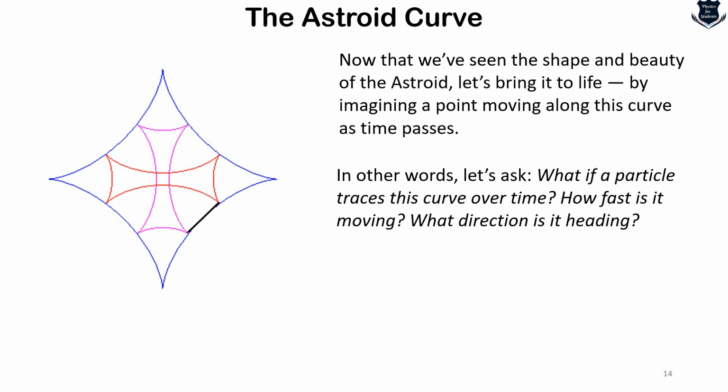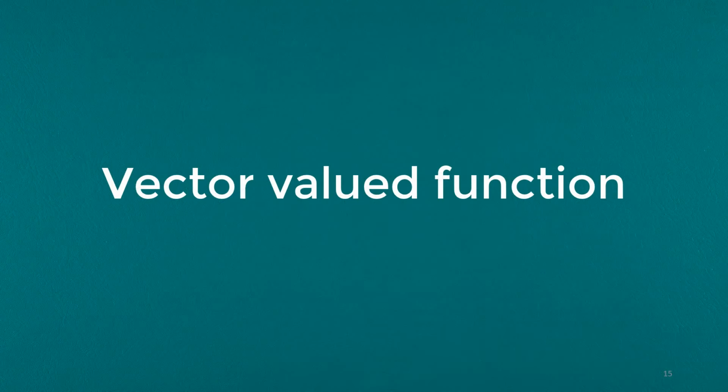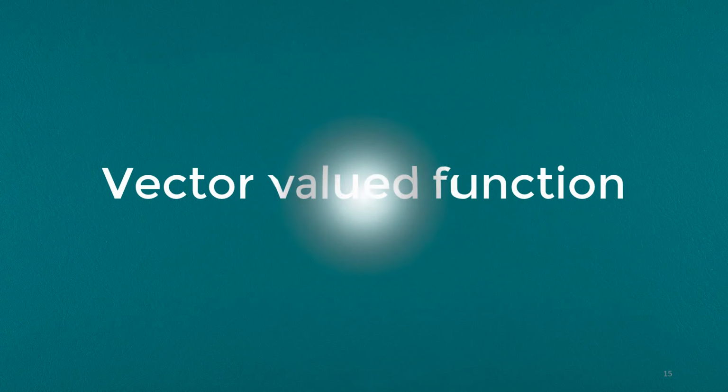Now I would like you to imagine a point moving along as time passes. What if a particle traces this curve over time? We need to know how it is moving and which direction it is heading, and for that we will move to the next part of our video, where this motion will be taken into account. For that, first we have to understand a basic concept of differential geometry, which is called a vector valued function, coming up in the next part of our video.